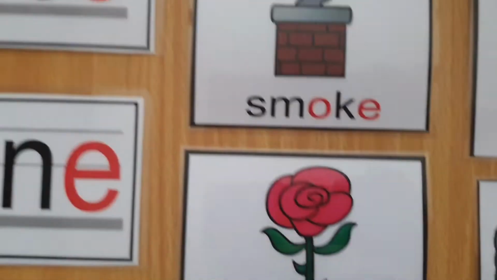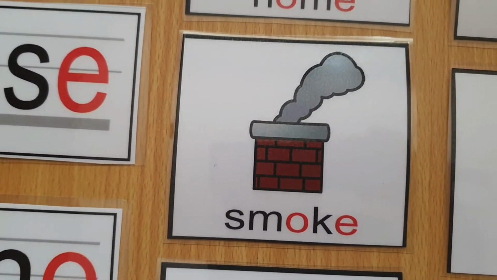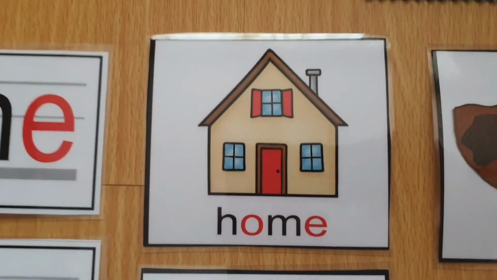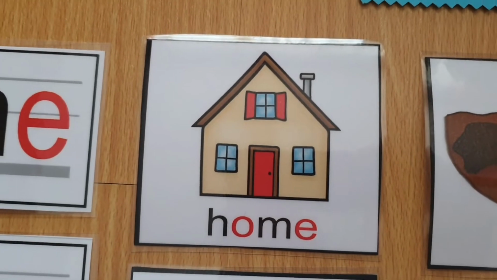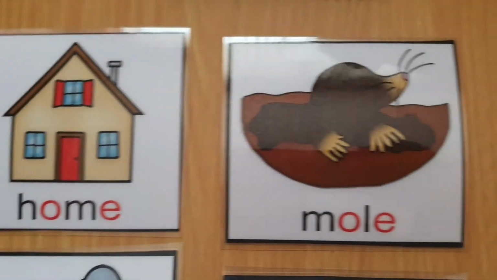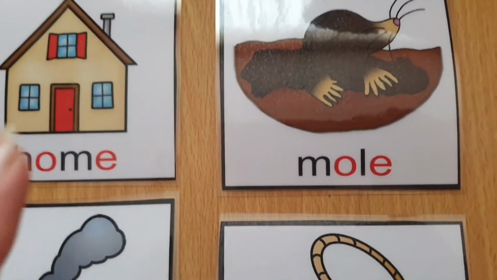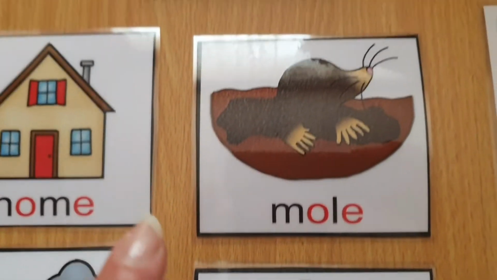Rose. Smoke. This is a chimney, and out comes smoke. And you can have a chimney in your home. Now, these words are very important because we're going to have them in a book that we're going to read, okay? Next, on Tuesday, we will read a new book.